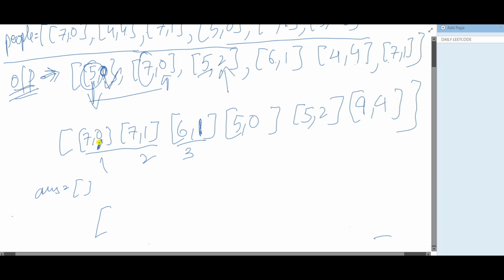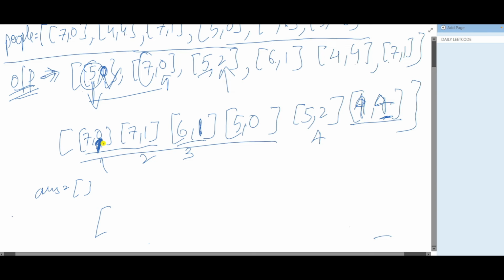What I mean is, say 4 comma 4, what does this mean? The height of the person is 4, and there are 4 people before this 4 who have height greater than or equal to 4. So right now we have 1, 2, 3, 4, 5. So this should be at the 4th index to make it possible, so that there are 4 people taller than him. So let's look at this again. We'll now put elements using this index. So it would be insert 7 comma 0.